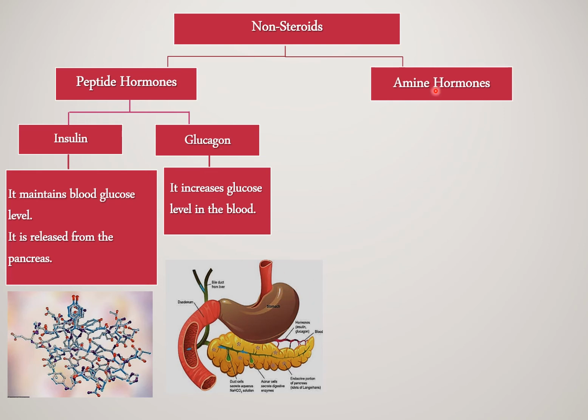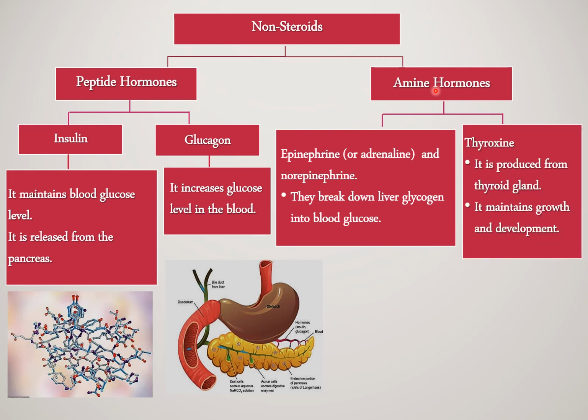The next are the amine hormones. They are of two types: adrenaline, which is called epinephrine, and norepinephrine. Some people call them epinephrine and norepinephrine. What do they do? They break down the glycogen present in the liver into glucose.